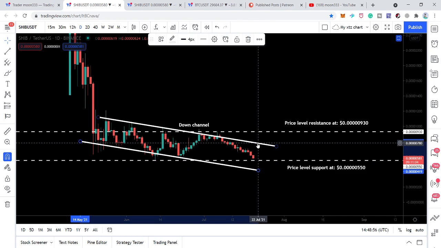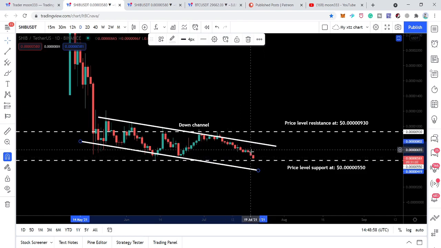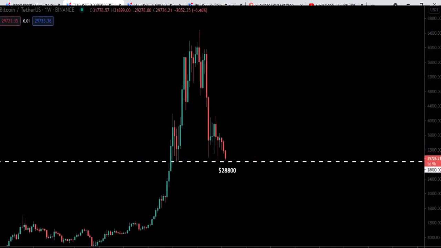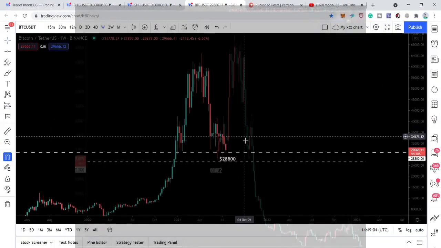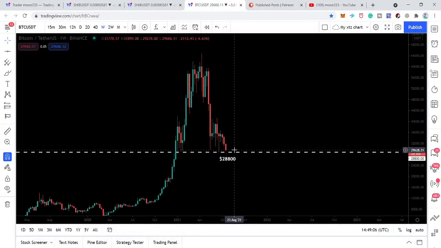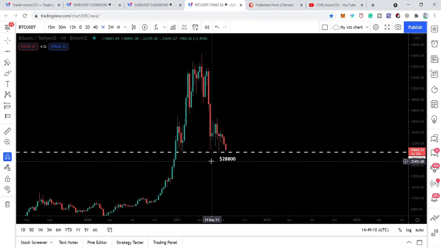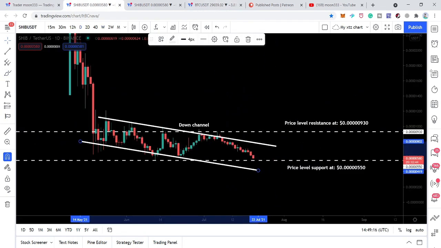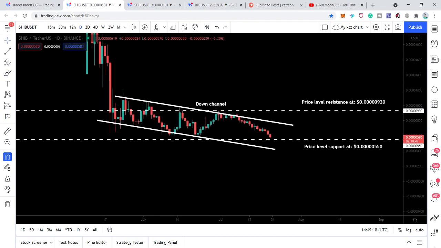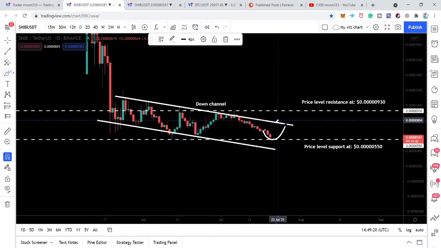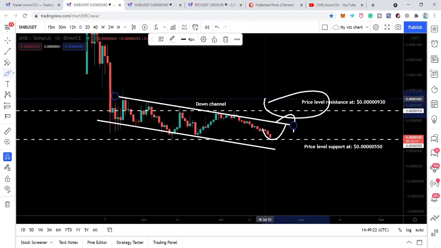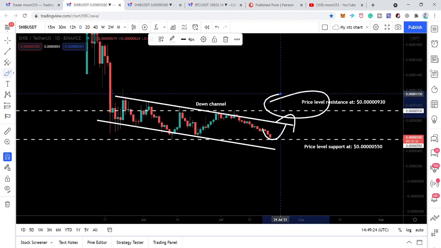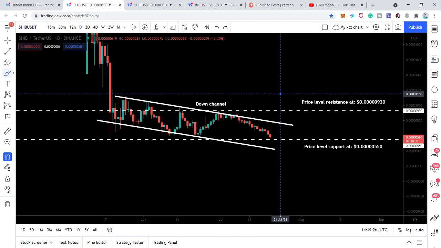However, this time I'm expecting that the price action can reverse bullish from here, because at the same time, if we take a look at the Bitcoin chart, it is also very close to testing this very key level support of Bitcoin at $28,800. So if Bitcoin reverses bullish from here, then we can expect a bigger bullish rally by the SHIB token, at least up to this resistance of the channel or this horizontal resistance as well. That will be a very big move as compared to the Bitcoin move.